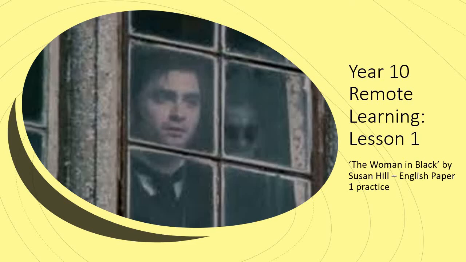So what we'll be looking at today is The Woman in Black, which is a ghost story by Susan Hill, and we're practicing for English Paper 1, which is a language paper where you have to explore and analyse 2 different kinds of text. Now, as you can see in front of you, you've got the picture from the film with Daniel Radcliffe with this sort of haunting, mysterious figure behind him, and that's very much the tone of the novel.